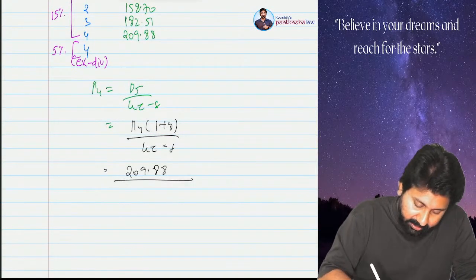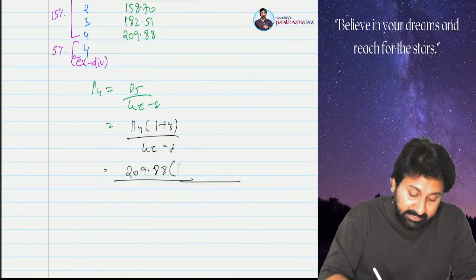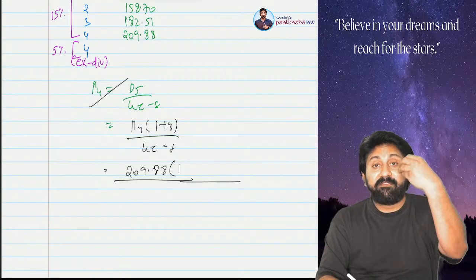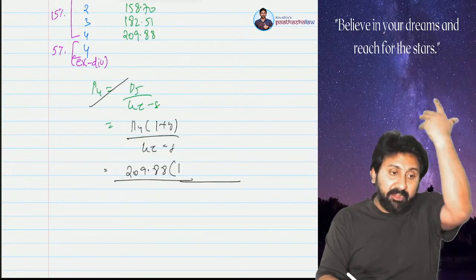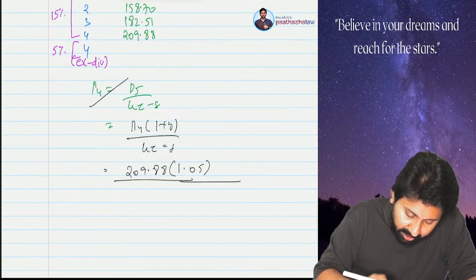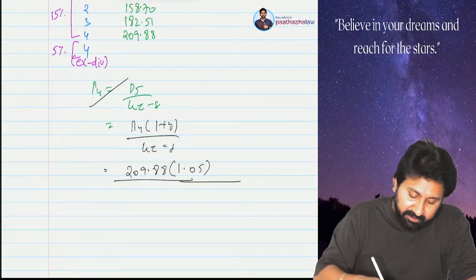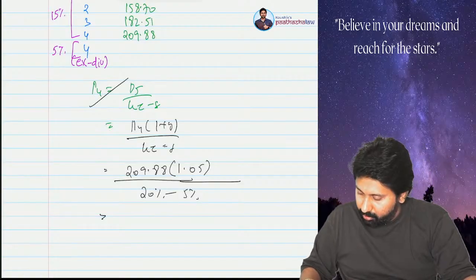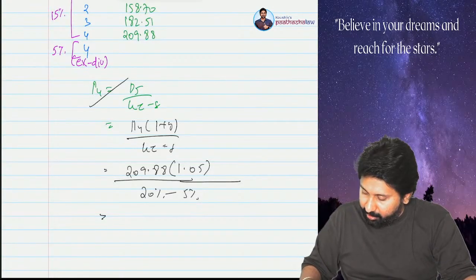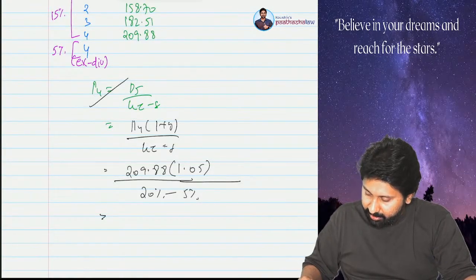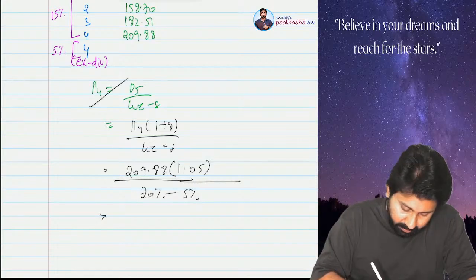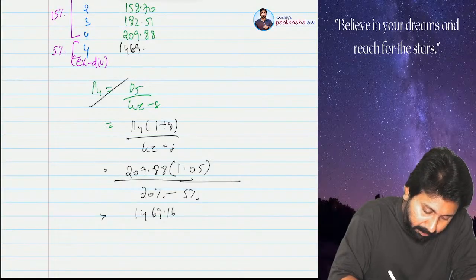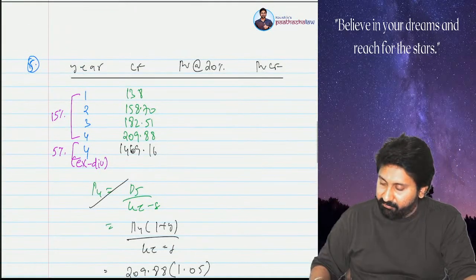D4 is 209.88 into 1 plus g, this is a perpetual period. You are selling, which means you are leaving the share and going out. So for the indefinite period after you sell, you are expecting a growth of 5%. So 1 plus 0.05, 1.05. KE 20% minus 5%. 209.88 into 1.05 divided by 15% gives 1469.16. Now PV at the rate of 20%.